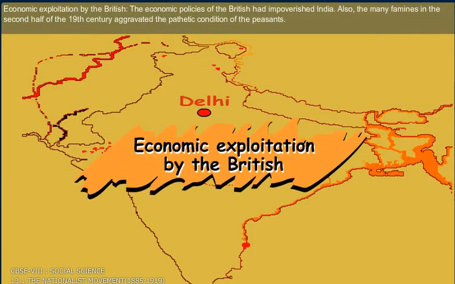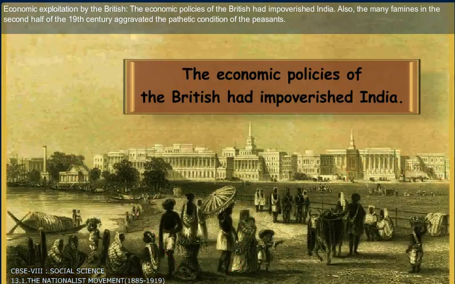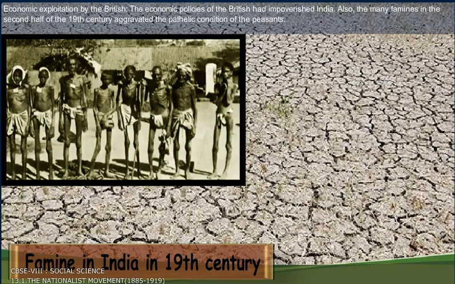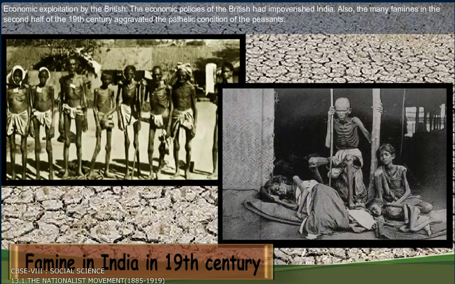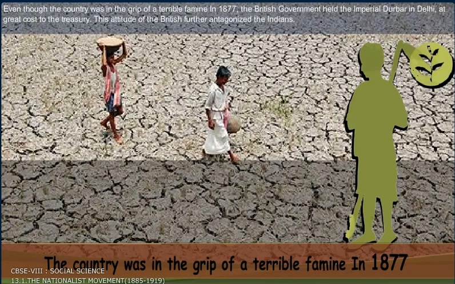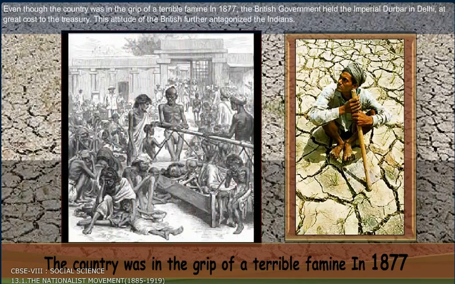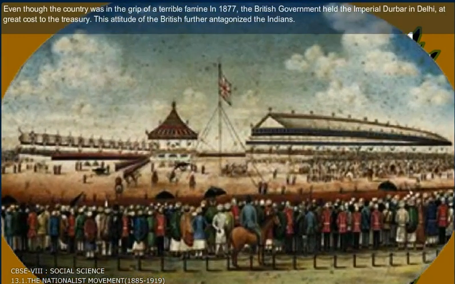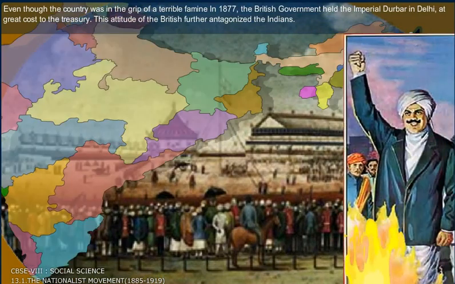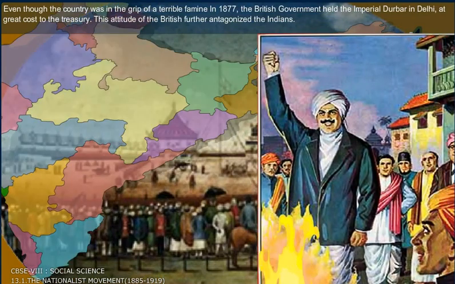Economic exploitation by the British. The economic policies of the British had impoverished India. Also, many famines in the second half of the 19th century aggravated the pathetic condition of the peasants. Even though the country was in the grip of a terrible famine in 1877, the British government held the imperial darbar in Delhi at great cost to the treasury. This attitude of the British further antagonized the Indians.